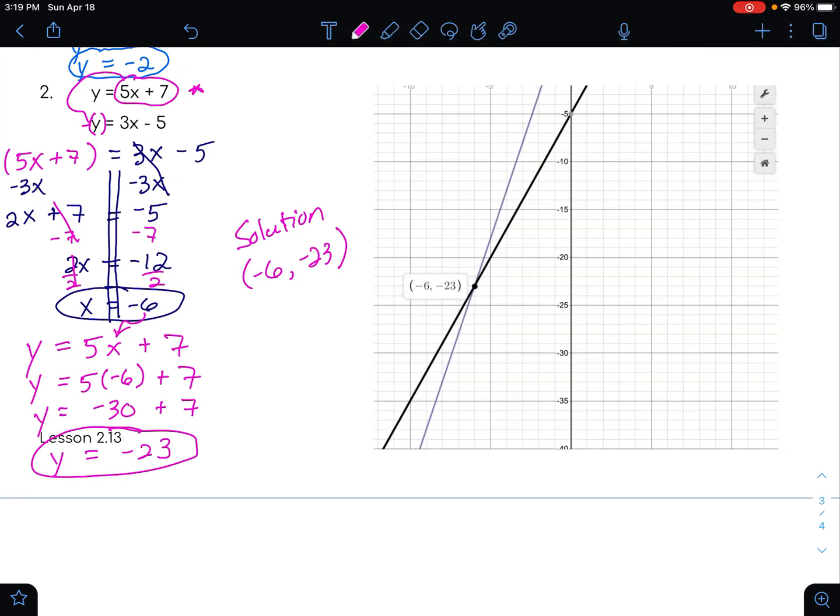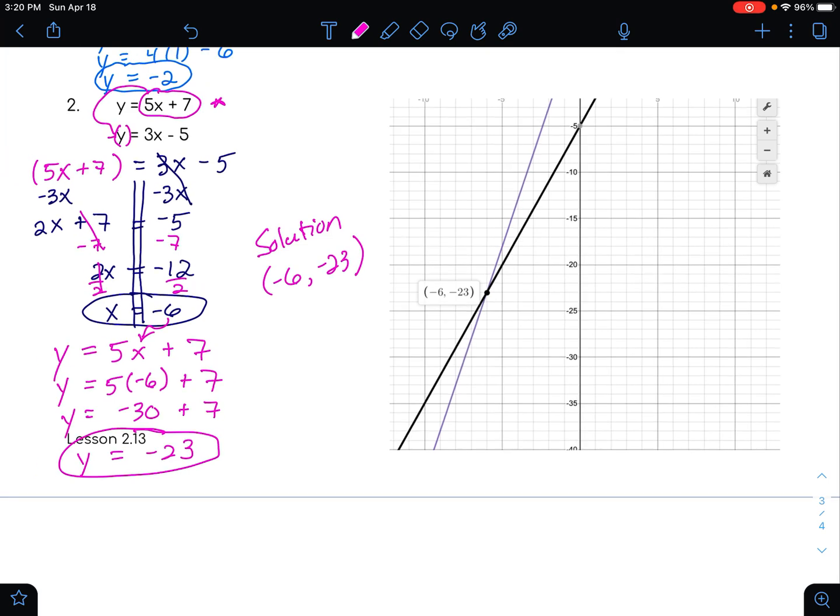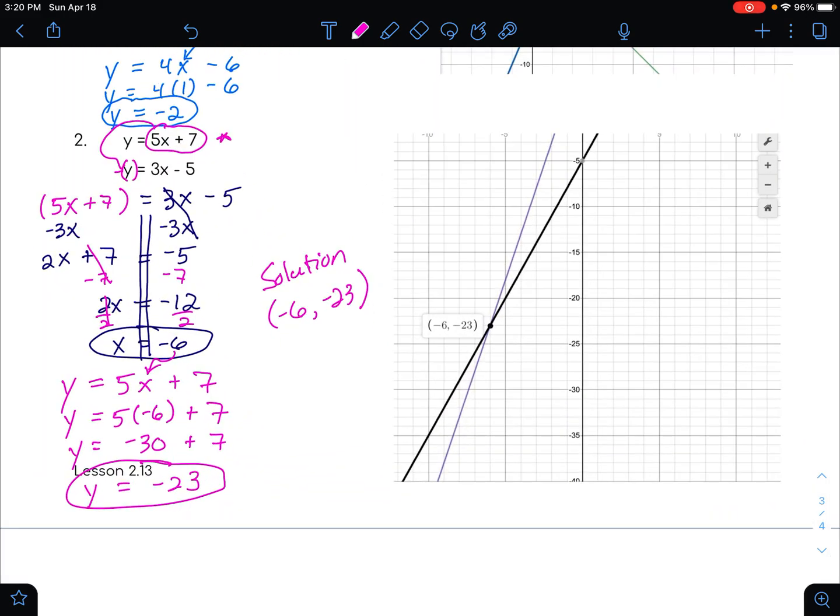And sometimes we make mistakes, and that's not a problem. We just have to kind of go back and see if we can figure out where we made our mistake and fix it. Okay, so now we can see our solution where they cross is at -6, -23, and that is what we call the substitution method.